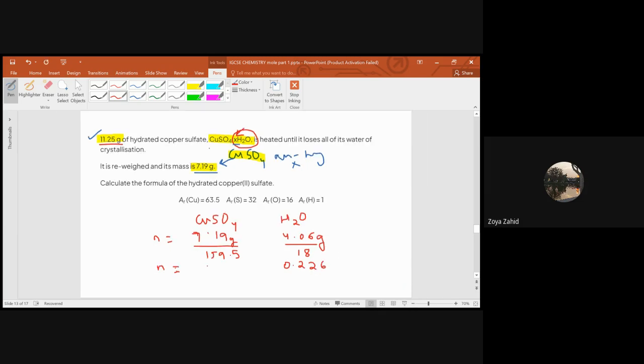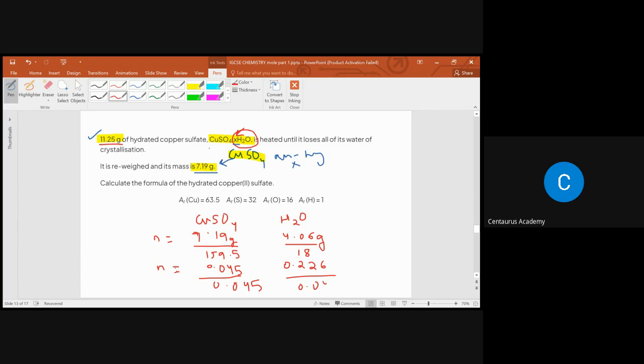Okay, and CuSO4 is 0.045. Okay. Now, once we get the number of moles, what are we going to do? We're going to look into which one is the smallest number. Which one is the smallest here? 0.045, right? We are going to divide both of these numbers by the smallest number out of the two, which gives 1 for copper 2 sulfate.